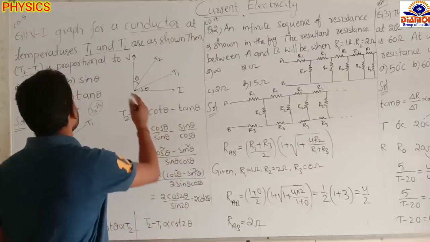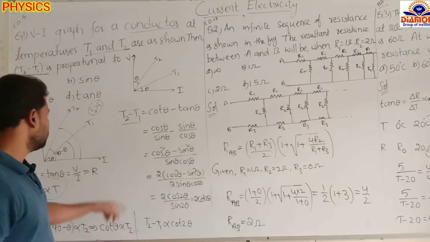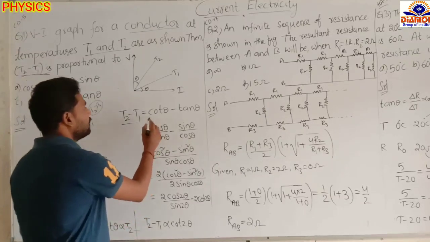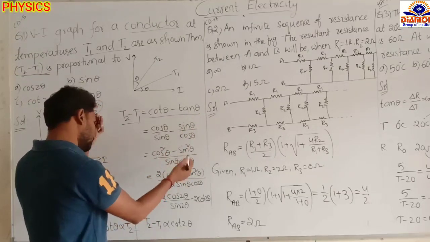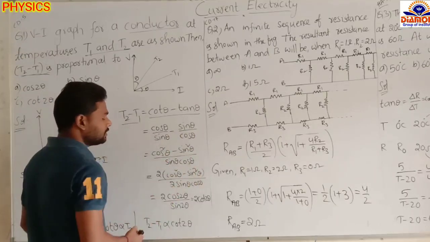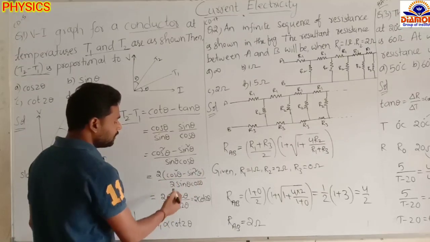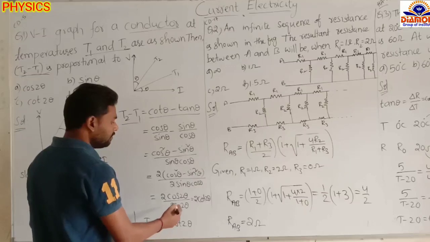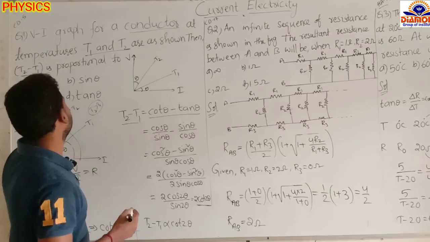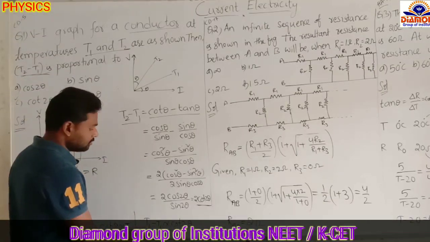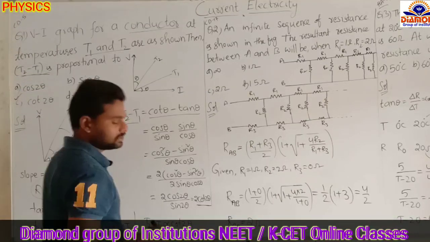Next they are asking T2 minus T1 is proportional to what. T2 is cot theta and T1 is tan theta, so cot theta minus tan theta. Simplify this: cot theta is cos theta by sin theta, and tan theta is sin theta by cos theta. Taking the LCM, we get (cos square theta minus sin square theta) by (sin theta cos theta). Multiply and divide by 2. Cos square theta minus sin square theta is cos 2 theta, and 2 sin theta cos theta is sin 2 theta. So we get 2 cos 2 theta by sin 2 theta, which is 2 cot 2 theta. So T2 minus T1 is directly proportional to cot 2 theta. Option C, cot 2 theta, is the right answer.